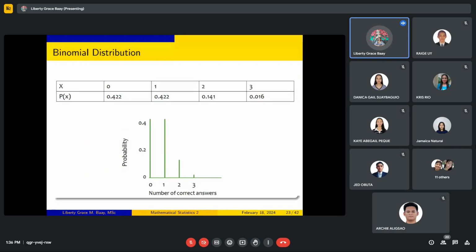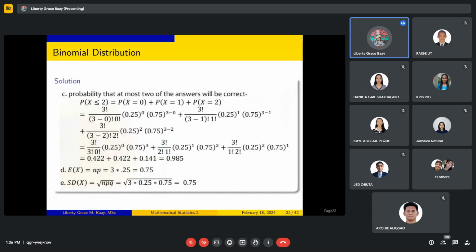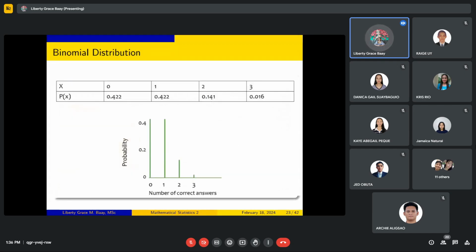So we can also put here the values when our x is equal to 0, 1, 2, and 3. So this is the probability distribution. Okay, you can put this in your class notes, but it is not the answer to the questions. This just shows the probability given each corresponding value of x. Okay? So the probability of x equal to 0 is 0.422.